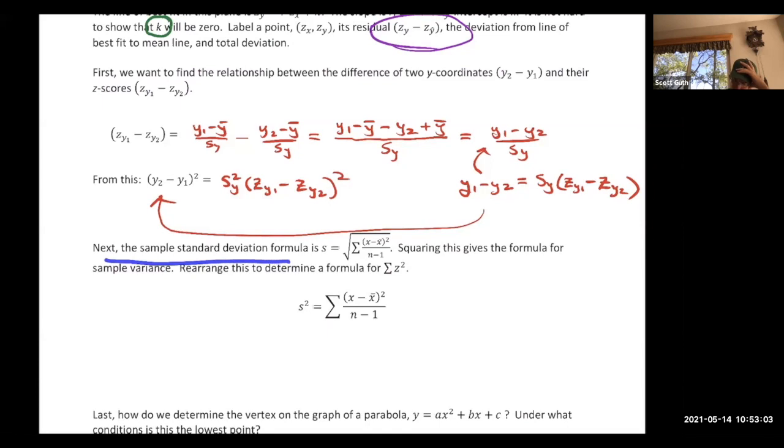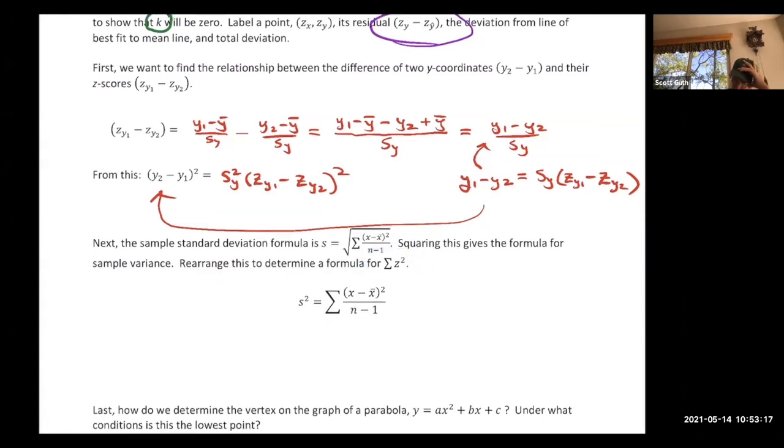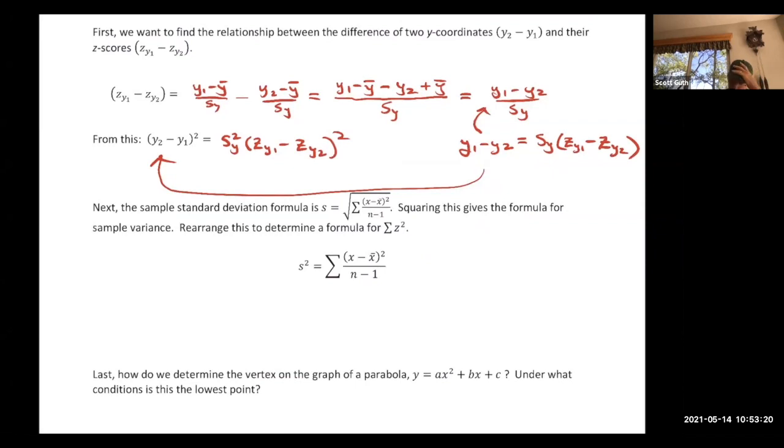Okay, next, the sample standard deviation formula is something we've seen many times. If you square this, you get the formula for the variance. It says to rearrange this to determine the formula for the sum of z squares. So this is kind of crazy, but what you can do is multiply both sides by n minus 1, and divide both sides by s squared. Of course, on the left, the s squares will cancel, and the n minus 1s cancel on the right.